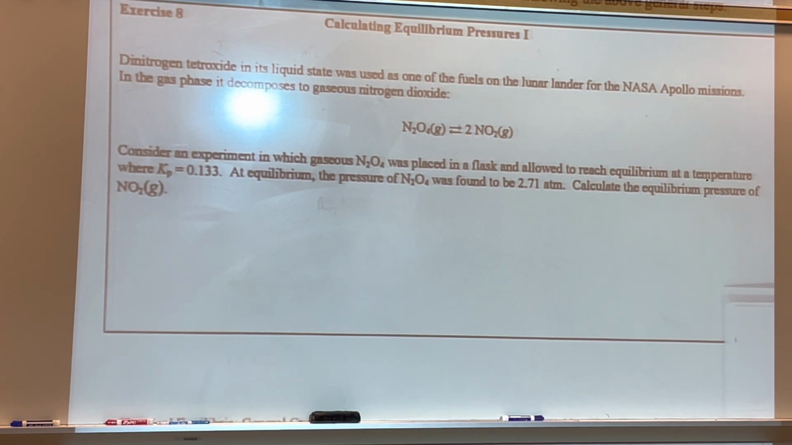Dinitrogen tetroxide in its liquid state was used as one of the fuels on the lunar lander for the NASA Apollo missions. Is that important for solving this problem? No, but it's very interesting.